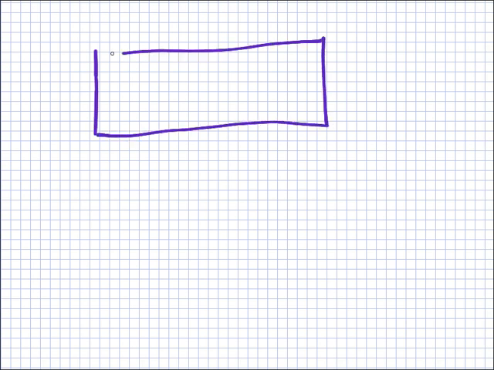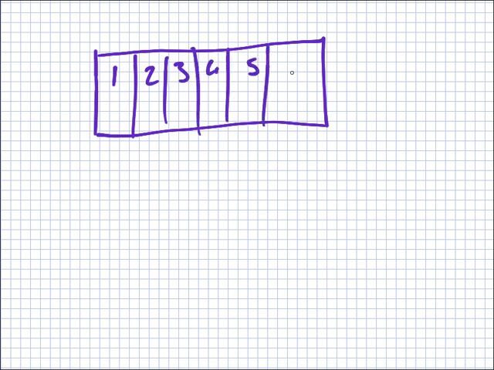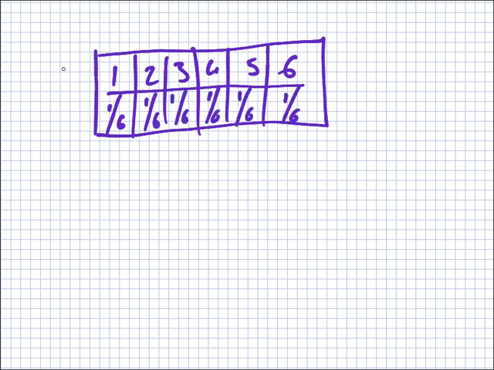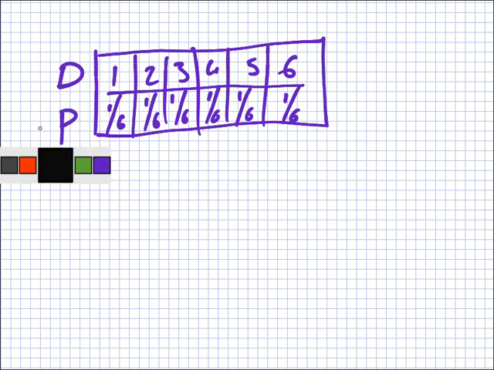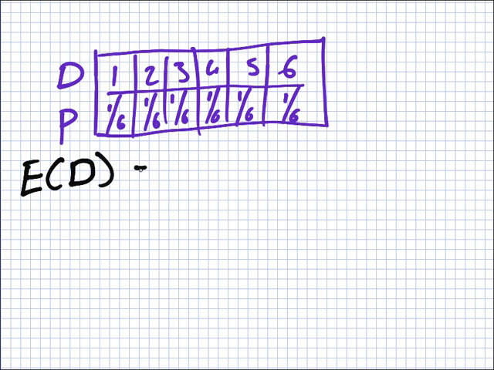Number 8. 2 fair 6-sided dice are rolled. S is the sum of the numbers shown. Calculate E(S) and V(S). Okay, so if you just had one die, what have we got here? 1, 2, 3, 4, 5, 6, and each one is 1 over 6. This is our die, and this is our probability. So for a single die, what do you expect to get? Well, that works out to be 3.5, isn't it?